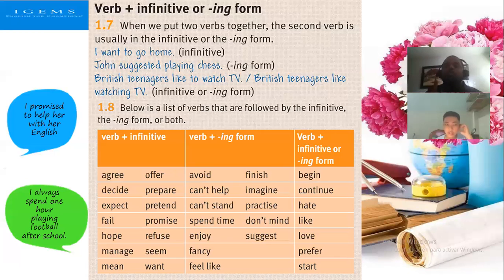And when you use this to, how do you call that in English? If I want to use a name to mention this to that you use before the verb help, you will call this infinitive. That's right. That is correct. I promise to help her with her English.